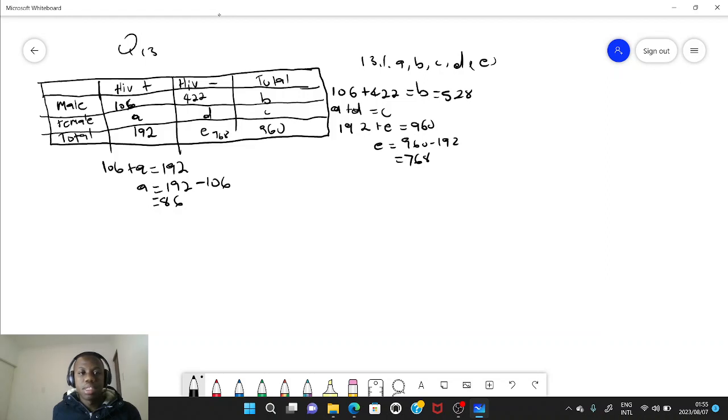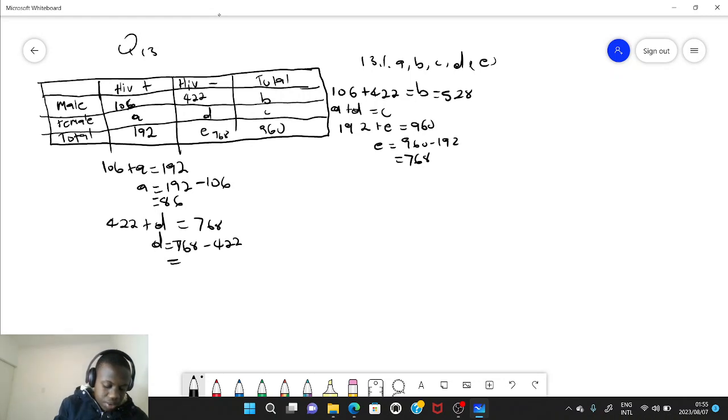The same thing applies here. You have HIV negative. We know that 422 plus D is equivalent to 768, right? So you isolate D, and then you will have 768 minus 422. What is 768 minus 422? That's 346. So you are already done; you were able to determine D.